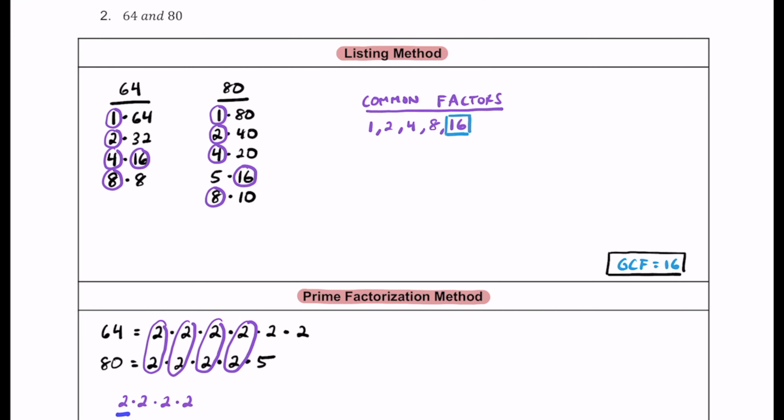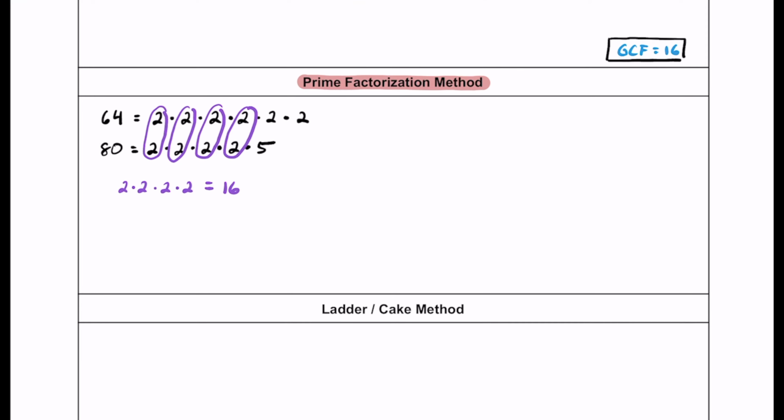So think about this, 2 times 2 is 4, times 2 is 8, times 2 is 16. So we can see here that the GCF here is indeed going to be 16. So we can go ahead and say the GCF is equal to 16. All right, it's the greatest common factor for 80 and 64.